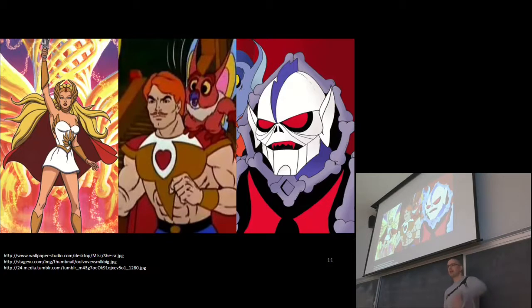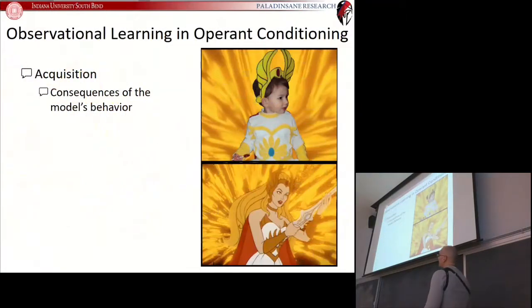So she chose to hold her sword aloft, as Shira does, but there was no instance of her pretending to pull back on a bow. There was no instance of her pretending that her arm is a rocket cannon. So why was it that she acquired and performed the behavior that Shira showed, while she did not either acquire or perform the behavior of either Bo or Hordak? So those are the factors that we're going to take a look at.